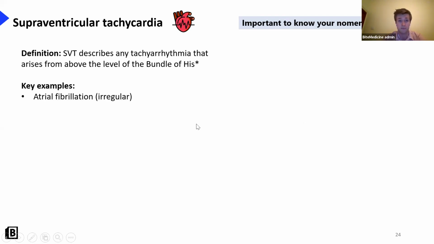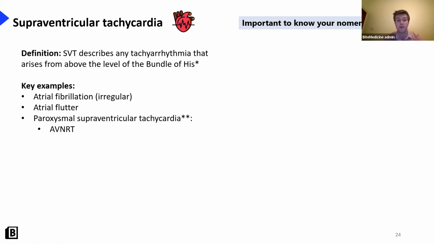So some key examples. Atrial fibrillation would be an example of an SVT. So it's irregular, arising due to problems with the atria. Atrial flutter as well. And then your paroxysmal SVT, so these ones that kind of come and go. Classic examples being AVNRT, AVRT, and paroxysmal atrial tachycardia. Now these first 4 I hope to cover with you guys today, and hope to have made it a little bit more clear as to what they actually mean.